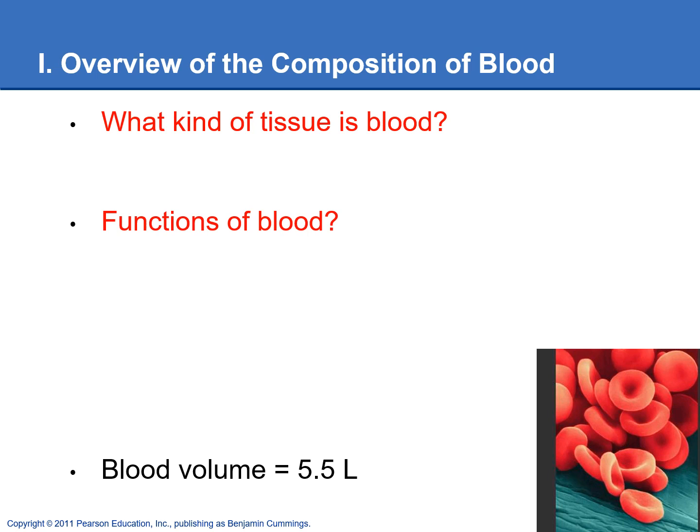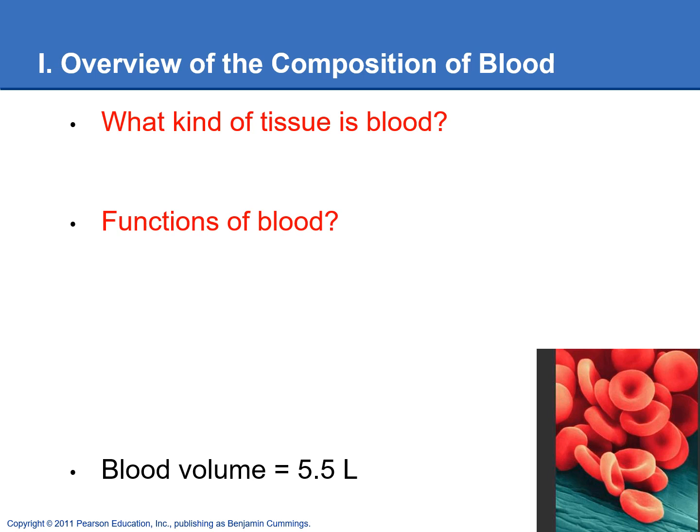Blood has a lot of different functions. One of its main functions is to transport things around the body, so things like oxygen, carbon dioxide, nutrients, waste products, hormones, and also white blood cells, which are part of the immune system. Another function of the blood is it helps clot the blood, so we don't lose a lot of blood. And it also will help regulate the body temperature.